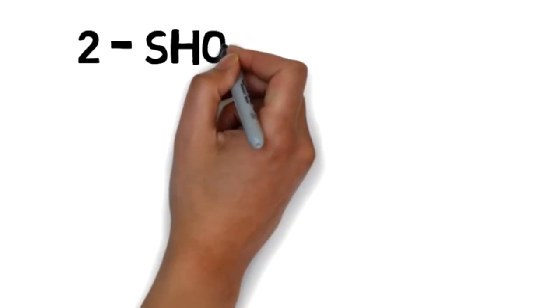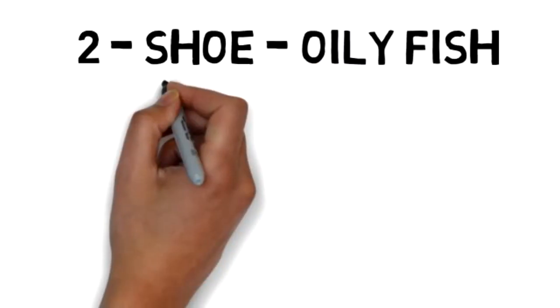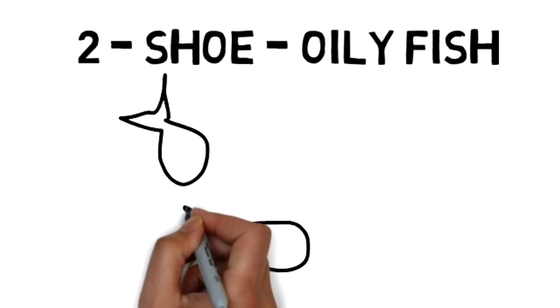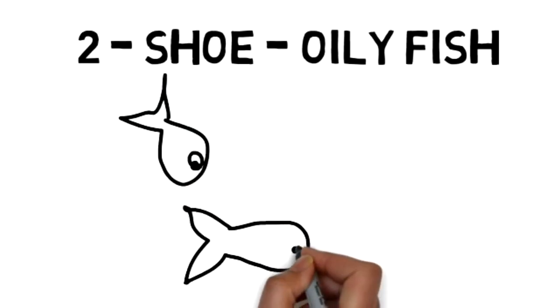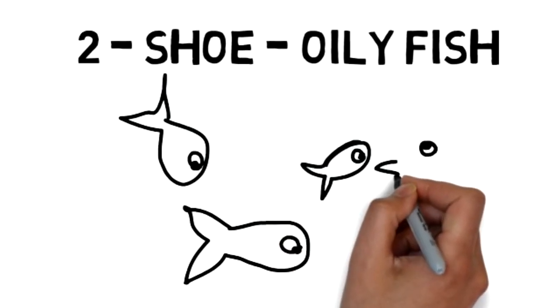For number 2, you could have a shoe. Now, you could have a mackerel wearing your favourite pair of shoes that you currently own. Or you can think of a sports shoe brand that normally has the name of a personality on the side of the shoe. And instead of the personality, you could have a mackerel.